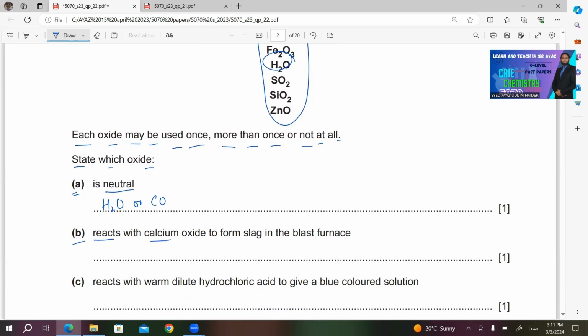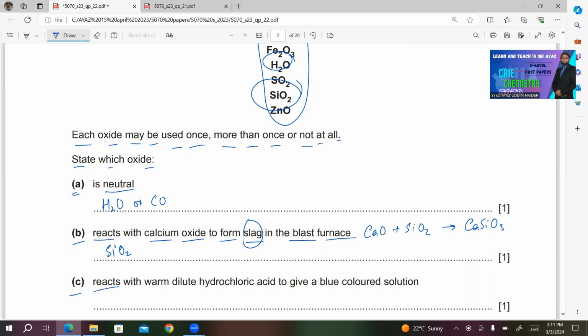B. Reacts with calcium oxide to form slag in the blast furnace. Now, in the blast furnace, silicon dioxide, SiO2, reacts with calcium oxide to form slag. This is the reaction: CaO plus SiO2 and we will get CaSiO3. This is calcium silicate, also known as slag. So you will write SiO2.